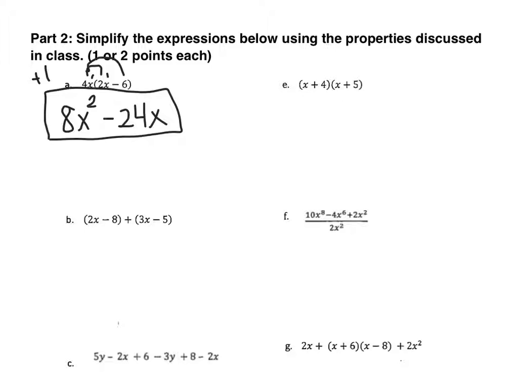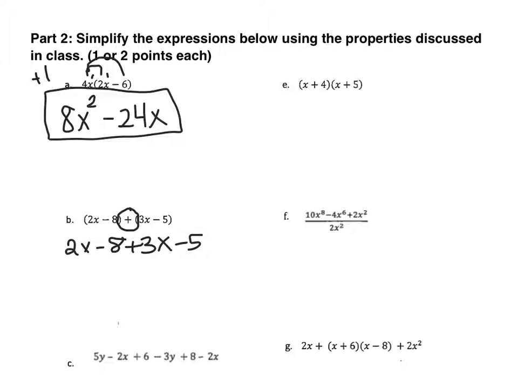Okay, letter B, I can't tell you how many kids double distributed using multiplication. You have to be very careful. In the middle here, you see a plus sign. You're being asked to add these two binomials. And remember, when we're adding, we can just drop the parentheses and keep all the signs the same. So we have 2x minus 8, we have a positive 3x, and a negative 5.